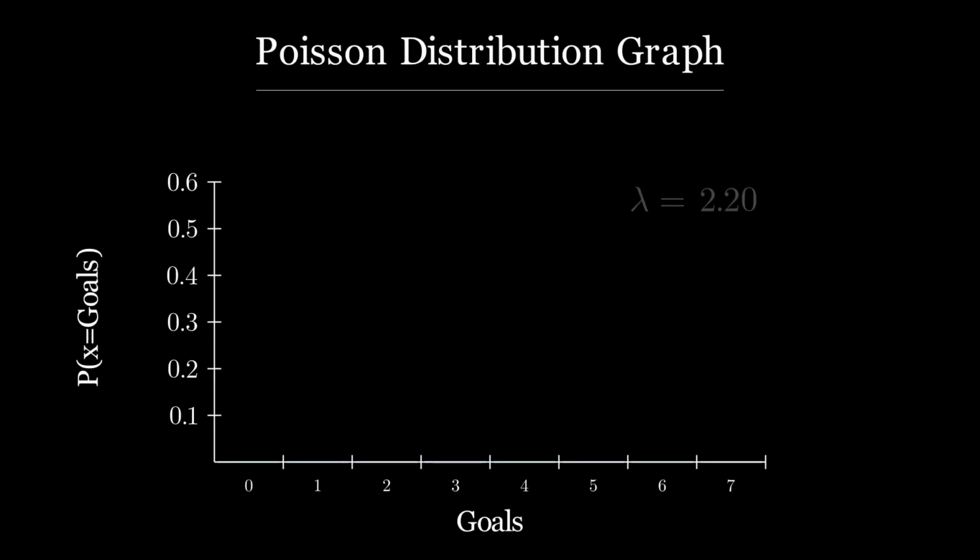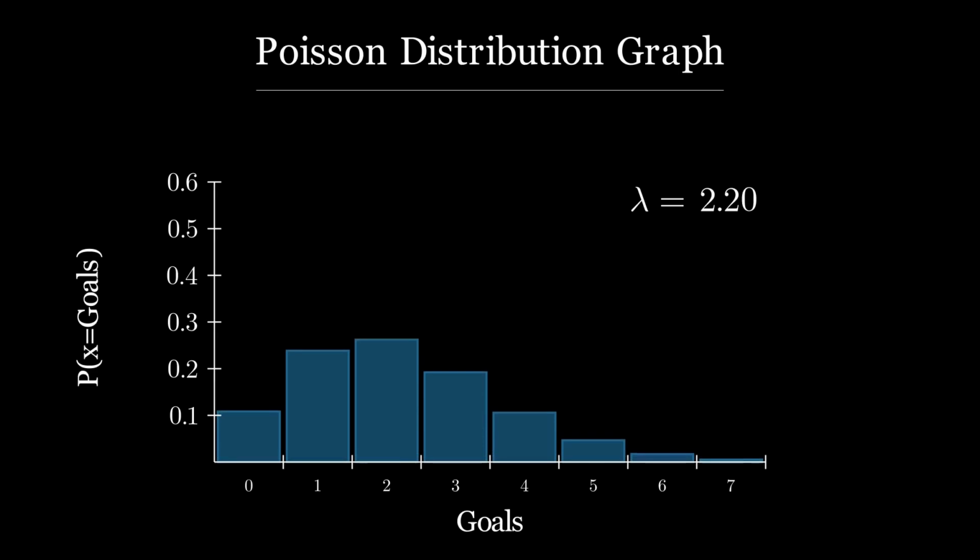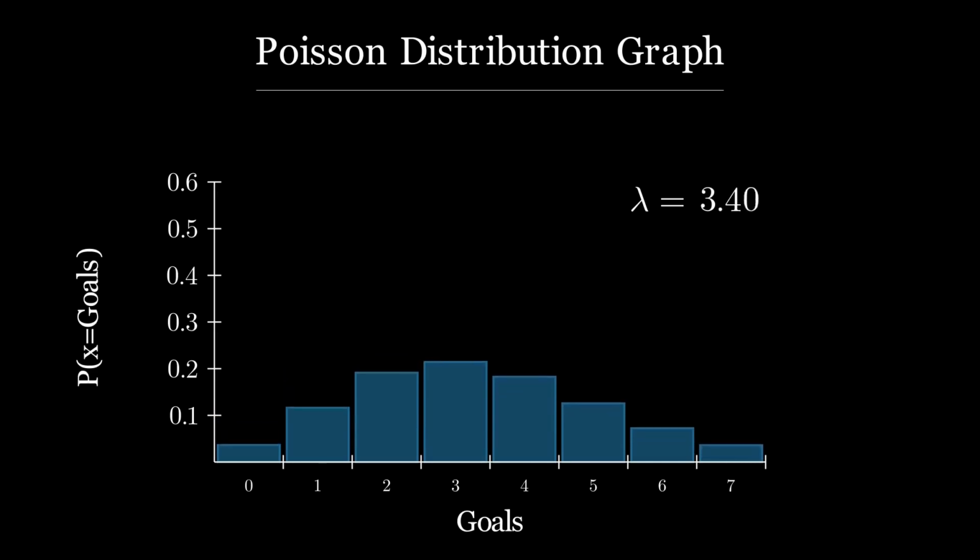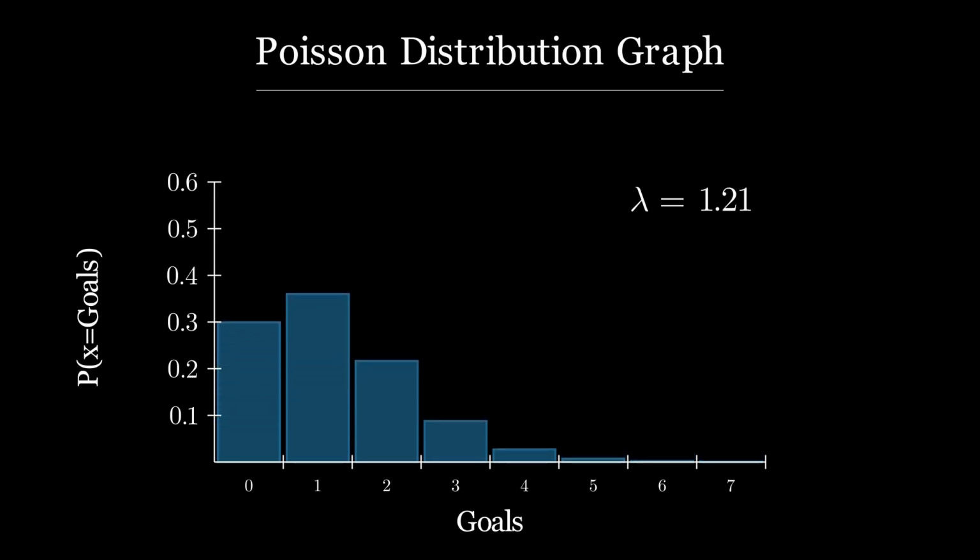The Poisson distribution is defined for whole numbers from 0 to infinity. However, as we move further away from the average lambda, the probabilities quickly become very small. So in practice, we can truncate the distribution and focus on the first few outcomes, such as 0 to 7 goals. As we increase the value of lambda, the distribution shifts towards higher goal counts, and as lambda decreases, it shifts towards lower goal counts.